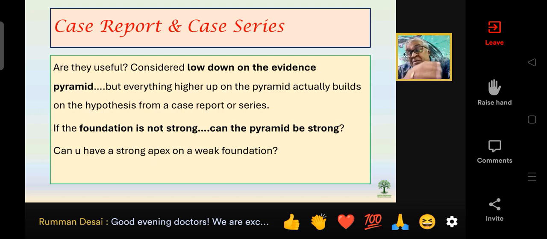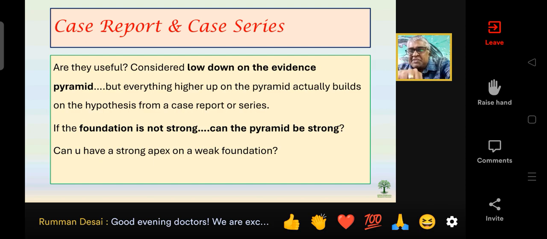Now, in terms of publication, the case report and the case series are considered low down on the evidence pyramid. But everything on that pyramid, from your observational study designs to your systematic reviews, your meta-analyses, your clinical trials, everything on that pyramid actually builds on the case report and the case series.